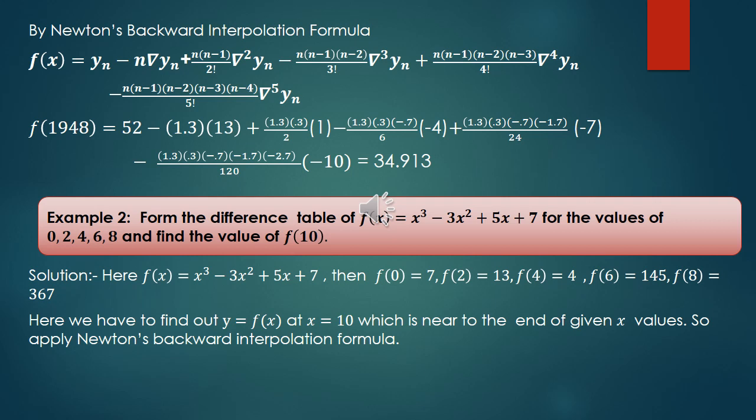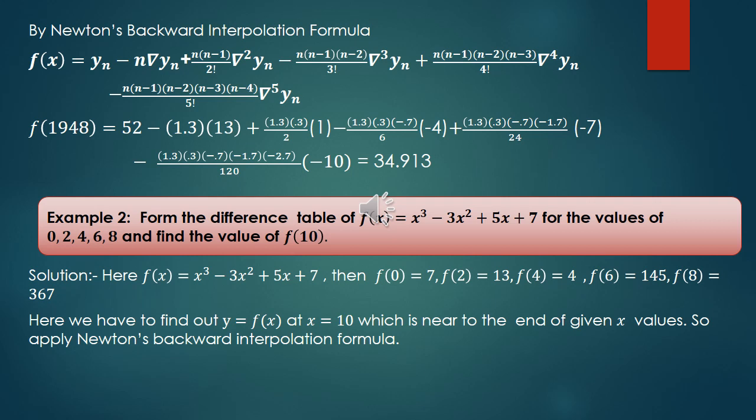Example 2. Form the difference table of f of x equal to x raised to 3 minus 3x square plus 5x plus 7 for the values 0, 2, 4, 6, 8 and find the value of f of 10. Here the given function is f of x equal to x cubed minus 3x square plus 5x plus 7. Also, we want to find the value of f of x at equally spaced values of x equal to 0, 2, 4, 6, 8. Directly substitute the values for x equal to 0, 2, 4, 6 and 8.